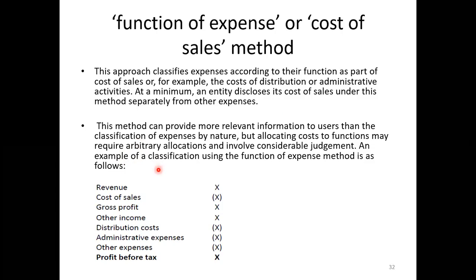An example of classification using the function of expenses method is as follows. So we can find this method in most of the annual reports in financial statements. Revenue minus cost of sales, then we get gross profit, plus other income minus the distribution cost, admin cost, other expenses, then we get profit before tax. So when we compare the function of expenses and the nature of expenses classification, the function of expenses will give a more detailed one.